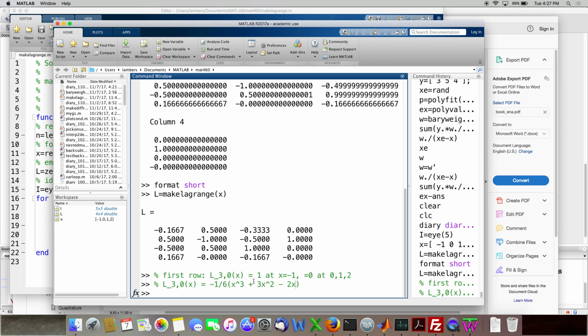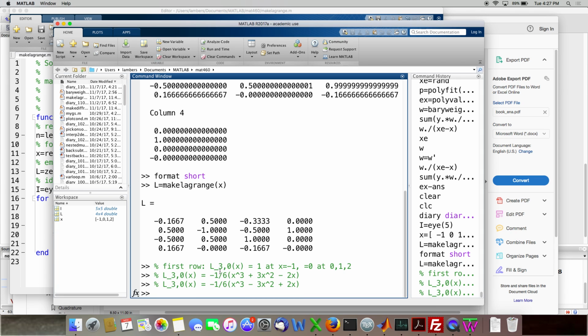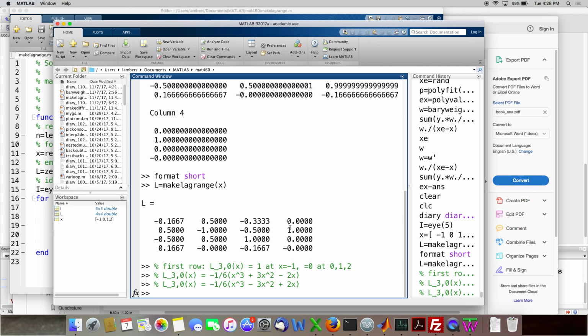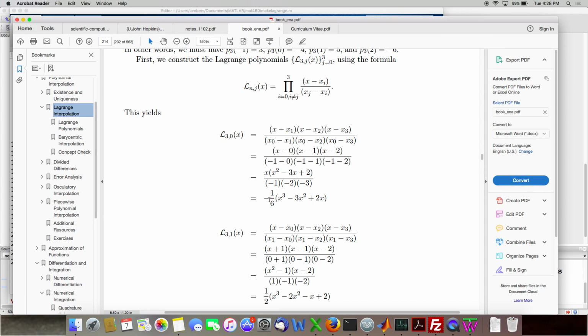Oh, hold on, I goofed. I already factored out a negative number, so that should be a minus, and this should be a plus. Okay, so -1/6, 1/2, and then -1/3. Then if I compare that to what's in the book for that example that uses the same interpolation points, thankfully it's right: -1/6 times x cubed minus 3x squared plus 2x.